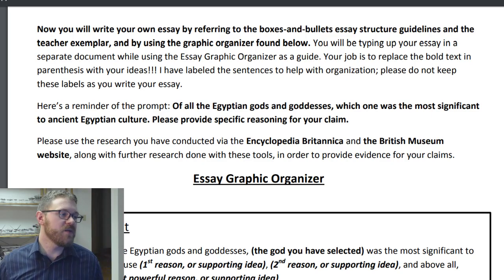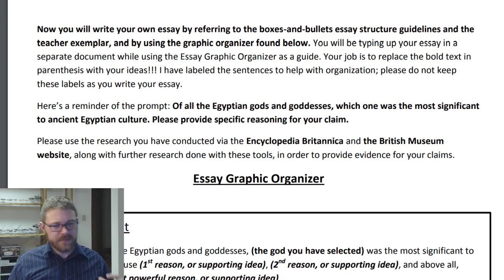Hey guys, welcome back. So let's go over the assignment and check out what I've put together for you, as for two graphic organizers, okay? So you're going to write your own essay by referring to the boxes and bullets essay structure guidelines in my exemplar and by using the graphic organizer found below.